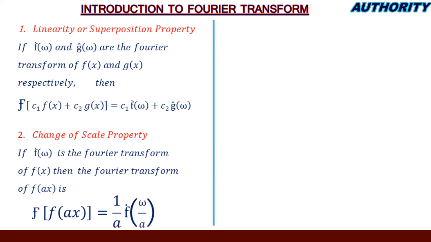Now we say that if F of omega is the Fourier transform of f of x, then the Fourier transform of f of ax is going to give us 1 all over a, F of omega all over a. So this is called the change of scale property. The proving is also similar to that of Laplace transform. All right, good.